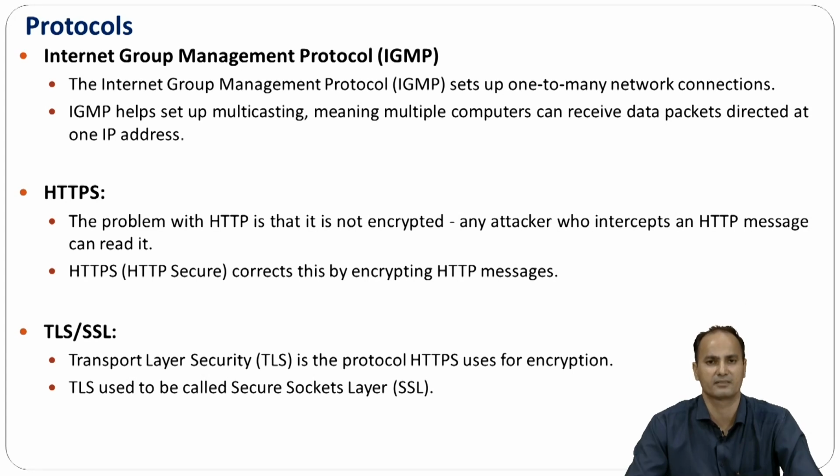Then HTTPS. As we already discussed, HTTPS is an advanced version of HTTP with respect to security. The problem with HTTP is that it is not encrypted. Any attacker who intercepts an HTTP message can read it. So to avoid these issues, HTTPS corrects this by encrypting the messages. TLS, Transport Layer Security, is the protocol HTTPS uses for encryption. TLS used to be called Secure Socket Layer, SSL.